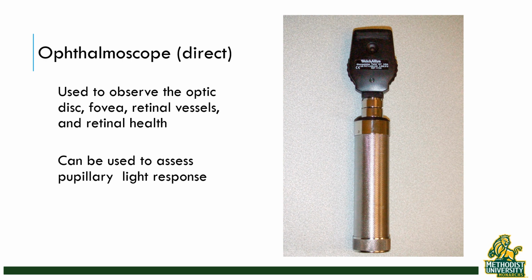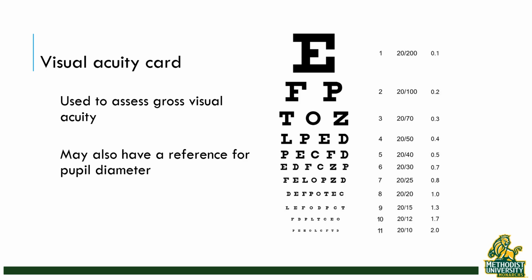You don't need a separate pen light, but you can have a separate pen light, or you can use the otoscope, but it is a light to shine in the pupil to assess pupillary light response. Most of us find a visual acuity card helpful, and some visual acuity cards also have a pupil diameter reference on them, so that can be helpful.